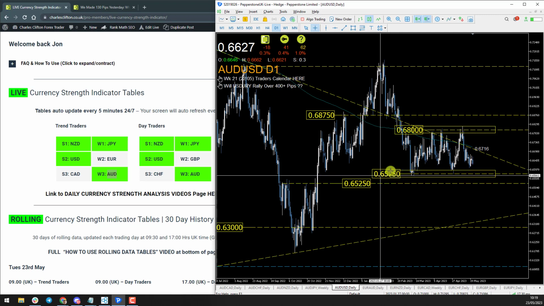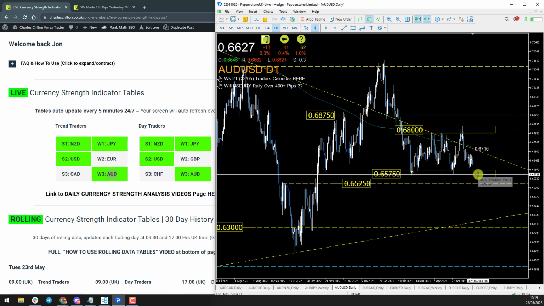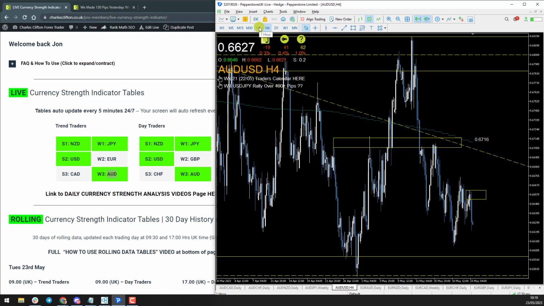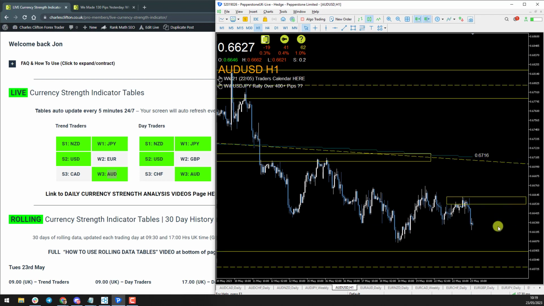So a couple of areas that sellers could target. I'd like to target the first point of interest, so that's where I'm going to be looking to target on our shorts. Now I'm also looking to see if I can get an entry on this H1 chart once again, because we can see that some highs have formed around about the 0.6650 level, which could act as resistance again if price was to pull back. So that's what I'm going to be aiming for here.